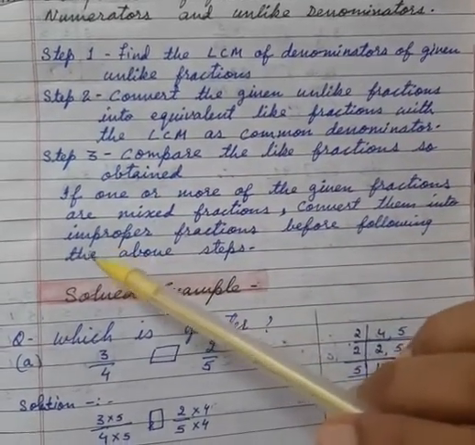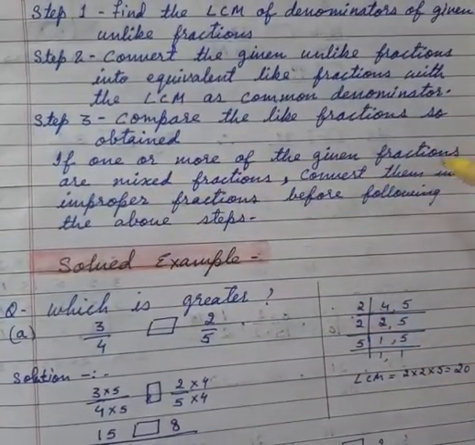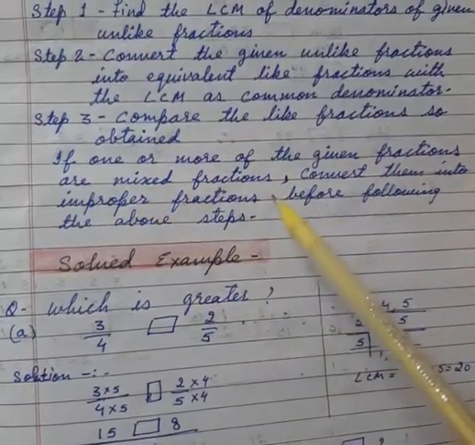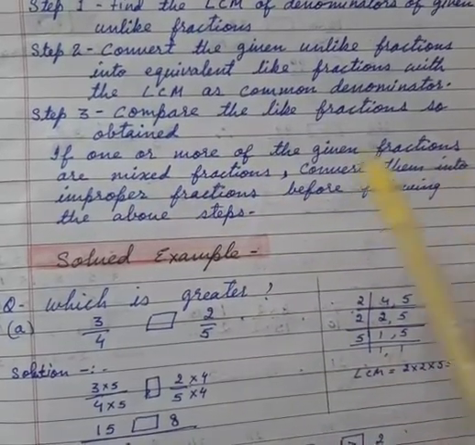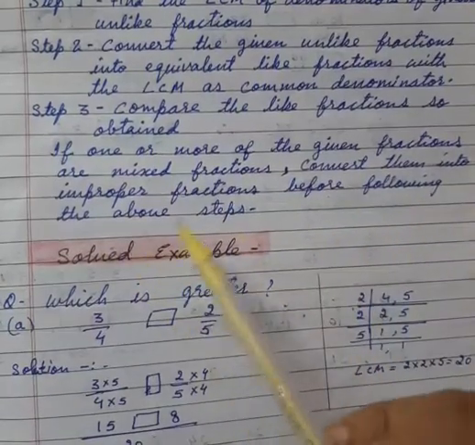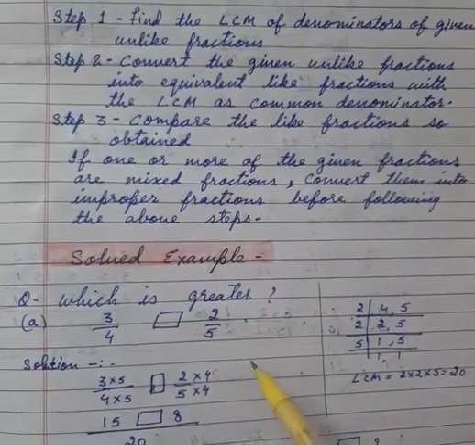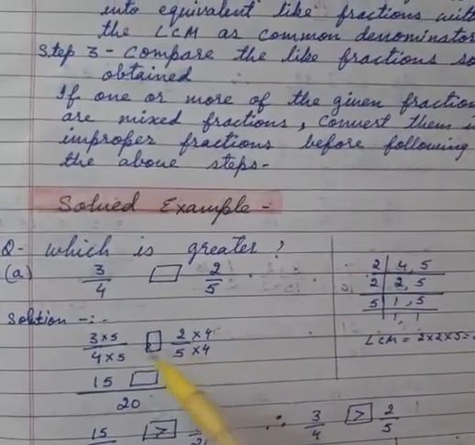Now, one thing which you need to remember is if one or more of the given fractions are mixed fractions, convert them into improper fractions before following the above 3 steps. So let us see a solved example to understand it better.